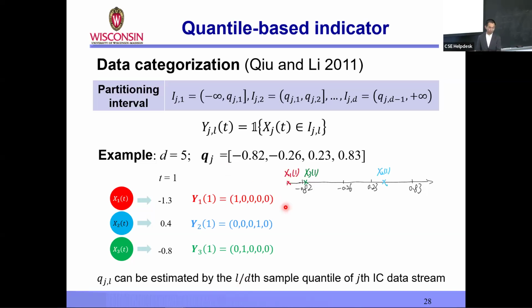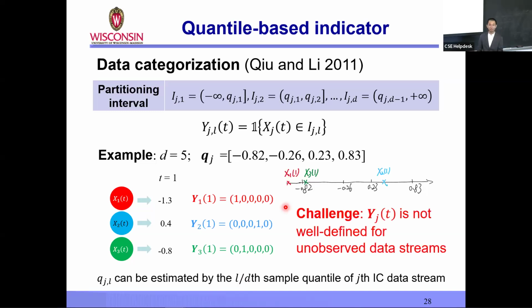But here the challenge is that y is valid when we have observations, but y is not well defined for those unobserved data streams. So how do we define this y when those data streams are not observed?